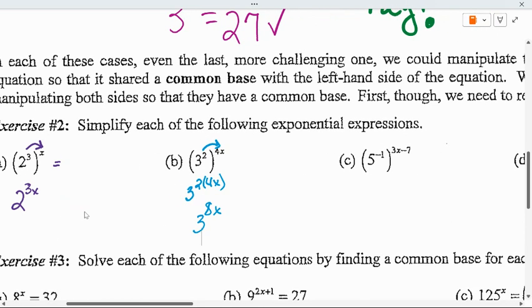But what about the next one? What do you think, Miss Hannah? 5 to the negative 1 raised to the power of 3x minus 7. Negative 3x. What are you going to do with that negative? What have we been doing? We take the power on the inside and do what with it? Multiply it. So you're going to do that same thing. So when you take that power on the inside, what is a negative 1 times 3x?